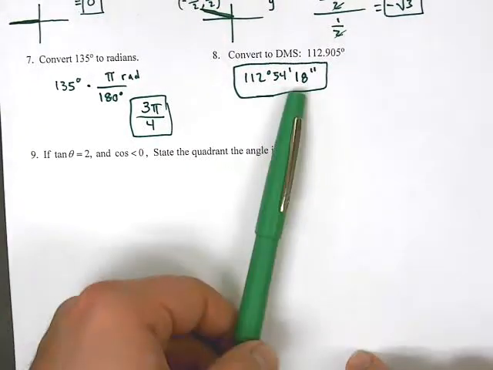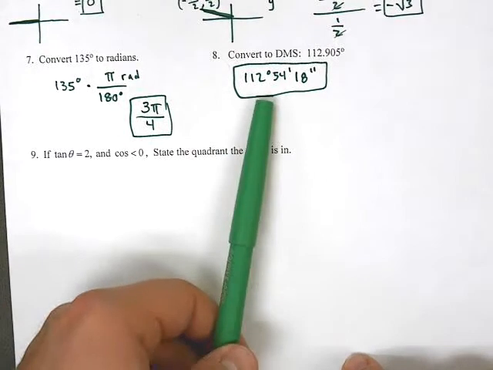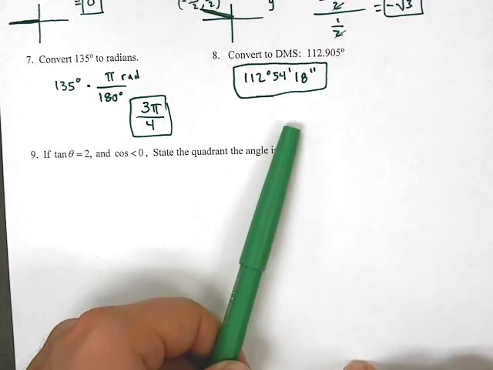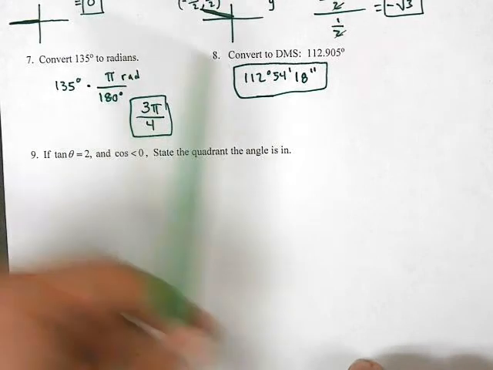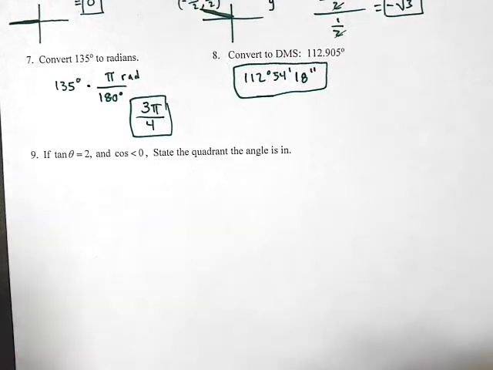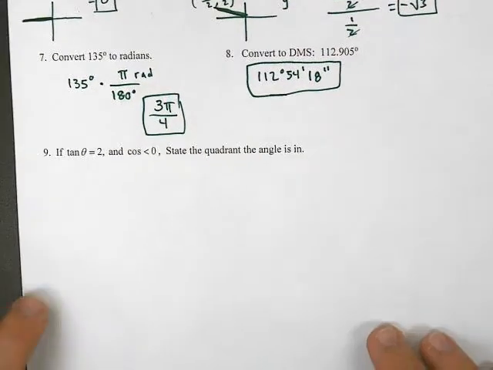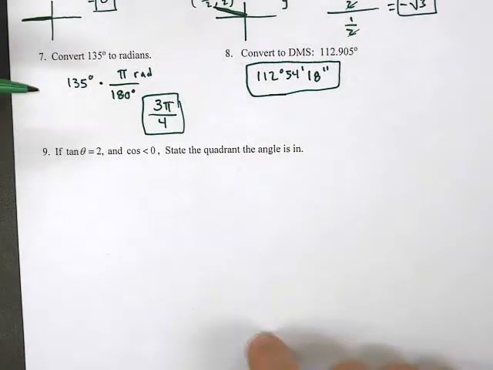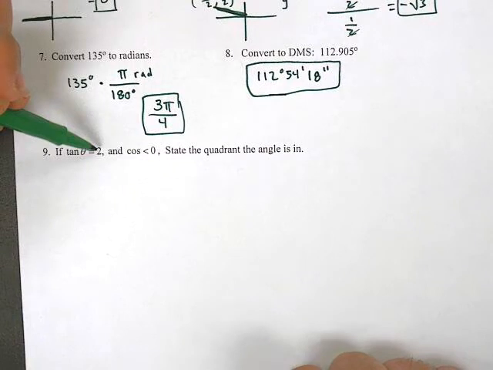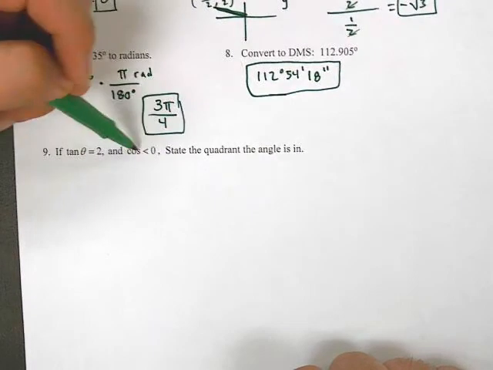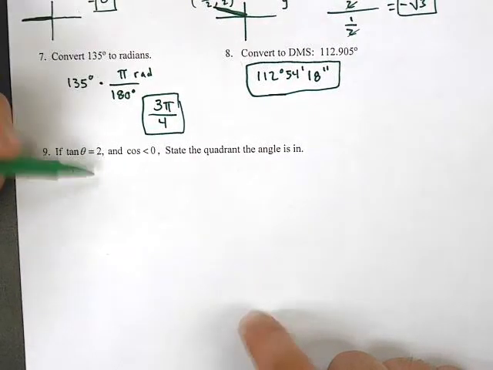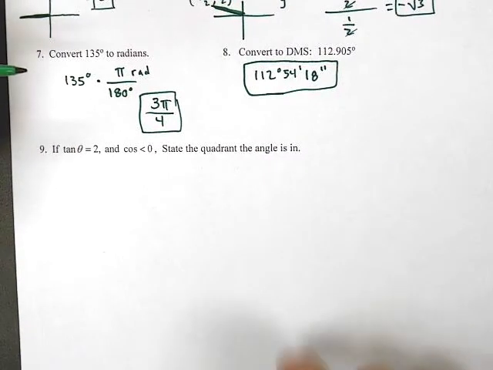If anyone has any questions, we can go over another question similar to this in class, just because we also want you to be able to go the other way as well. All right. If we continue on to number 9, I have the tangent of theta is 2, and I know that the cosine has to be less than 0. And it just says to state the quadrant the angle is in.